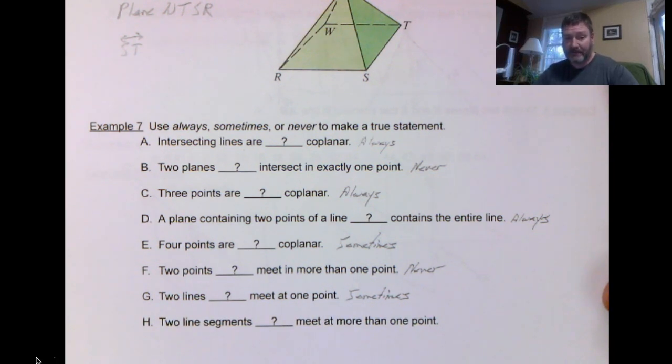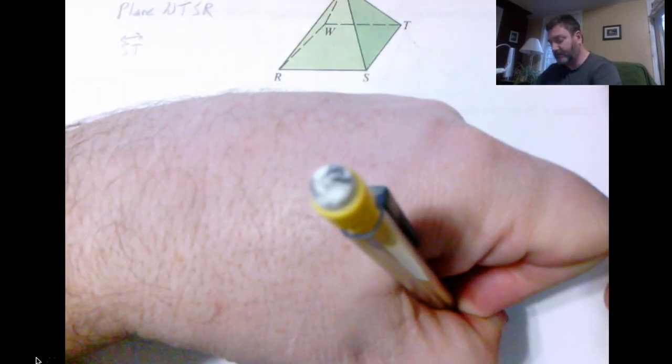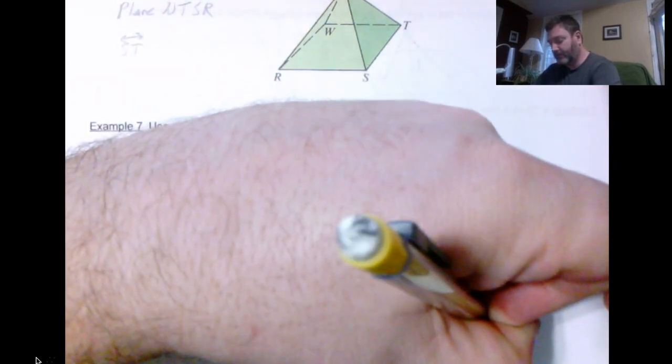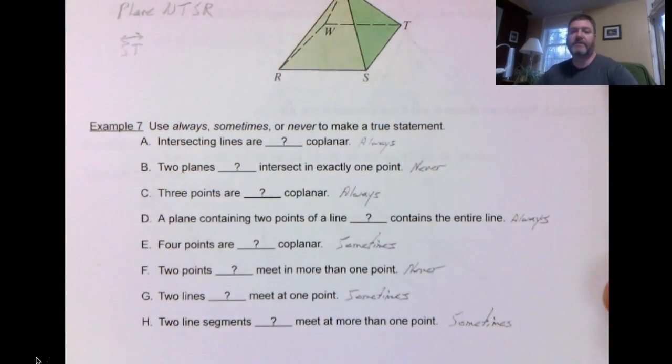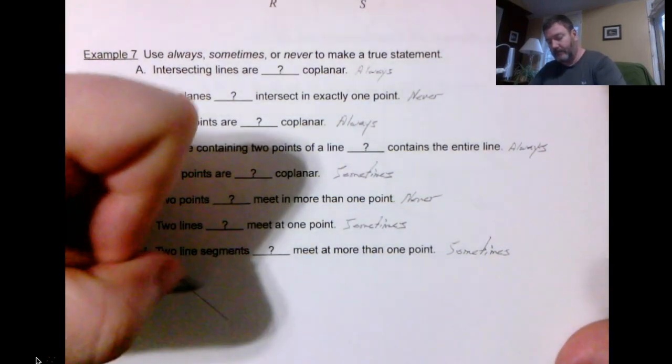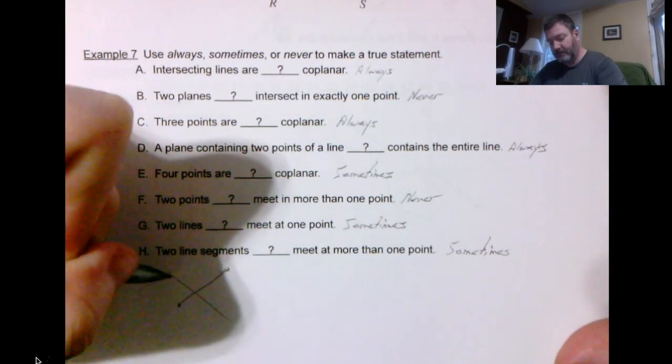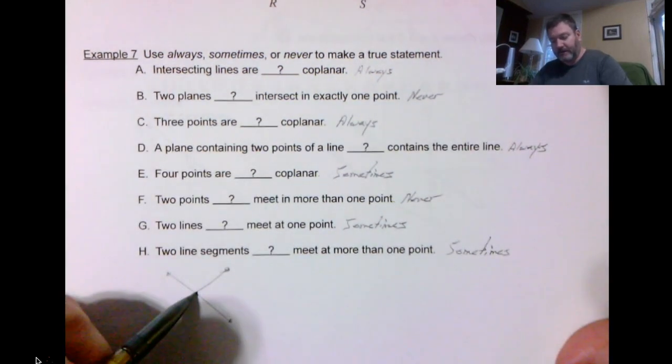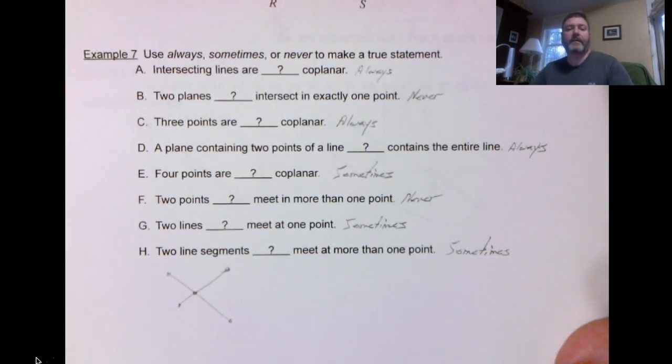Two line segments always, sometimes, or never meet in more than one point. This is a very tricky one, and the answer here is sometimes. Most students get this one wrong. Most people, when they think of this, think, here's two segments, they're intersecting at this one point, they can't intersect at more than one point. And the truth is they can, because these are segments, not lines.